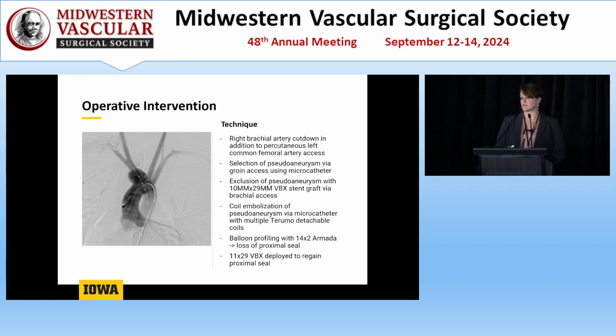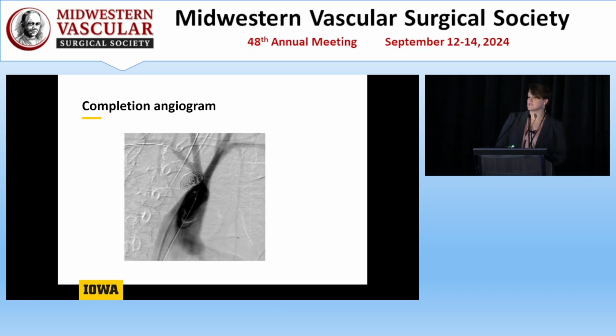The pseudoaneurysm was carefully selected from the groin access with the use of a prograde microcatheter, and then a 10 by 29 VBX was placed from the brachial access to exclude the pseudoaneurysm, and the microcatheter was then used to embolize the pseudoaneurysm with detachable Terumo coils. An Armada balloon was then used to profile the VBX stent. However, this resulted in loss of proximal seal due to shortening of the stent graft, so a second stent was then deployed and profiled. Our completion angiogram showed successful exclusion of the pseudoaneurysm.